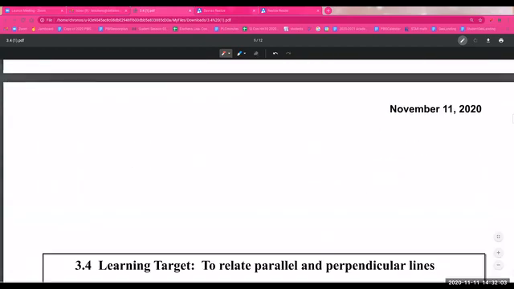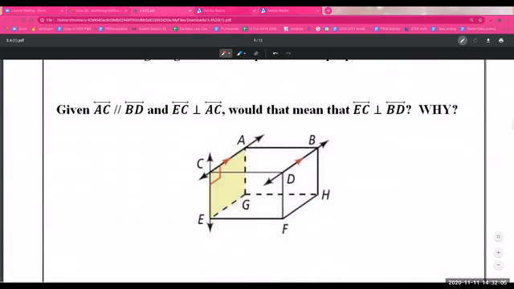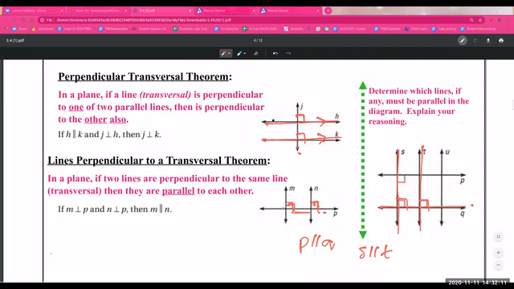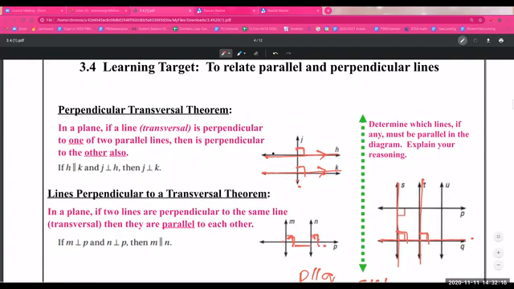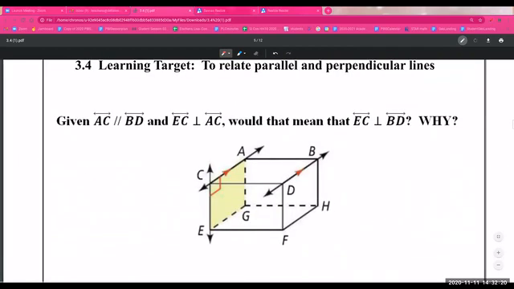Now this one gets used a lot in practical applications. We're going to look at one more example here real quickly, and then we'll do some practical applications later. I want you to notice in both of these theorems that it says in a plane. So let's look at this next example because it'll explain why you have to use those words, in a plane.